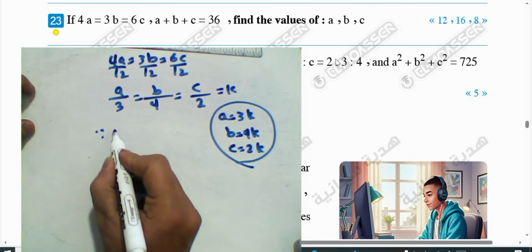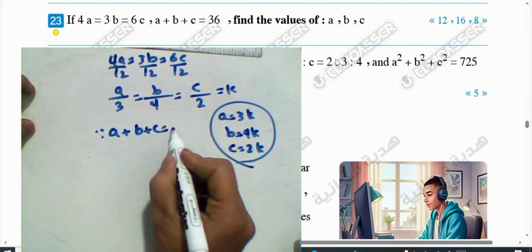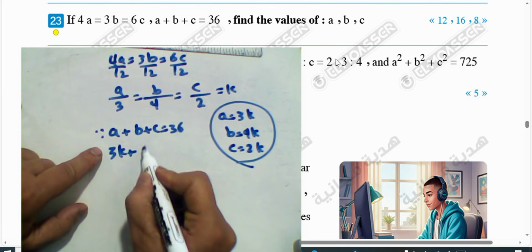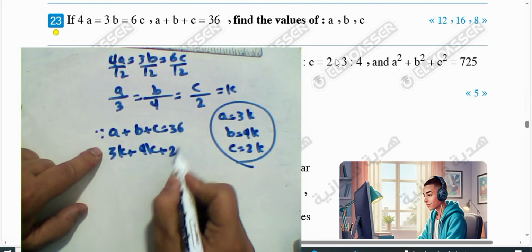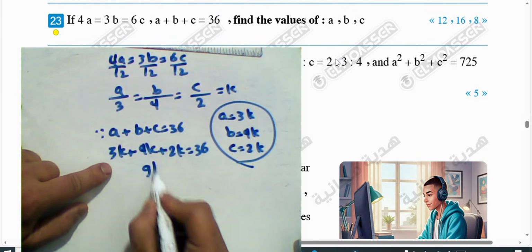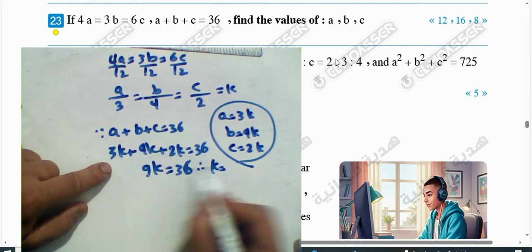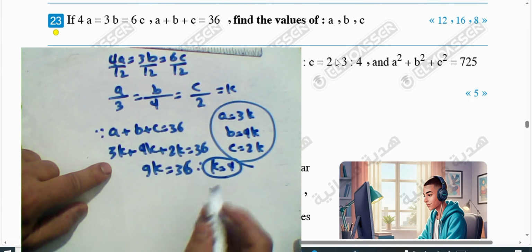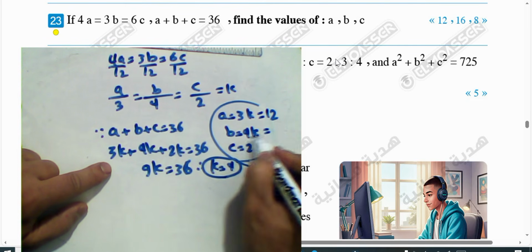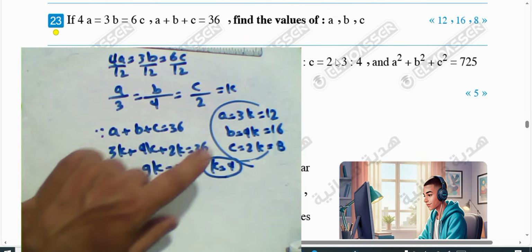He gives me this relation. Look here, a plus b plus c was equal to 36. With a equal to 3k, b equal to 4k, and c equal to 2k, the summation was 36. 3 plus 4 is 7, 7 plus 2 is 9. 9k is 36. Then the value of k equals 36 divided by 9, which equals 4. Now we can find the value of a. 3 times 4 is 12. 4 times 4 is 16. 2 times 4 equals 8. Okay, these are the values of a and b and c.